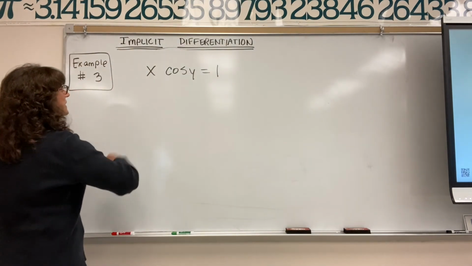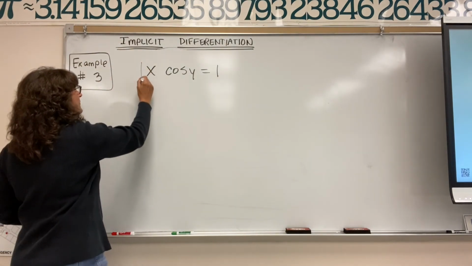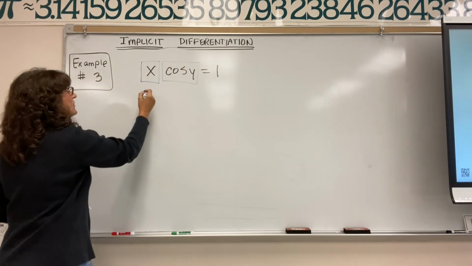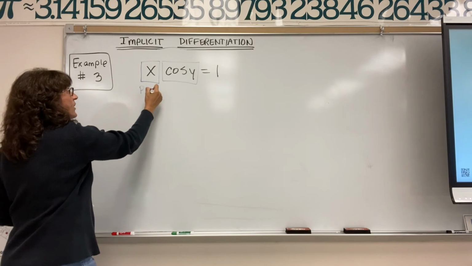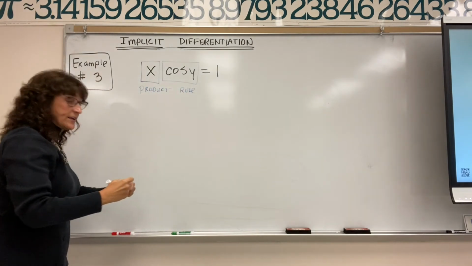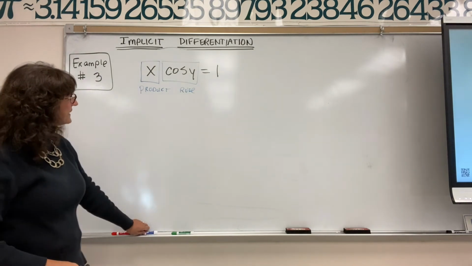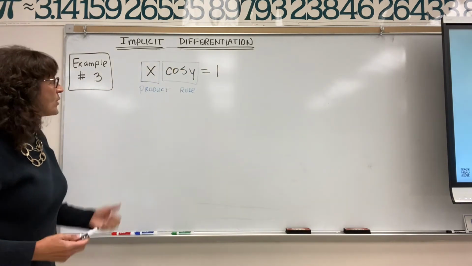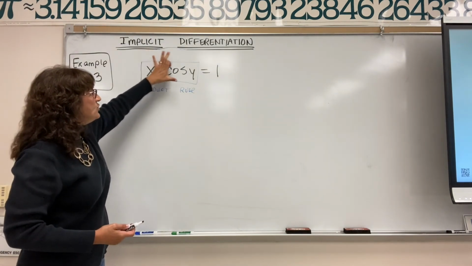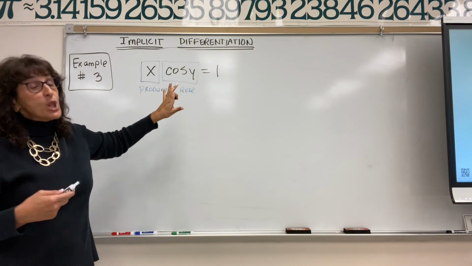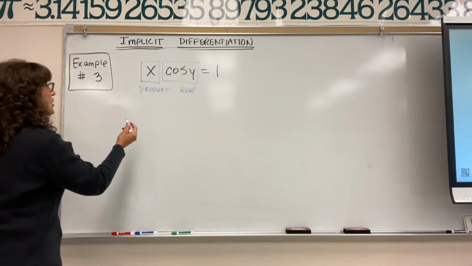So let's take a look here. All right, on that left side, we have x being multiplied by cosine y. So again, we have to utilize the product rule. We have to use the product rule on the left. We have an algebraic expression in terms of x times a trig expression in terms of y. So our product rule, remember, if you have u times v, the product rule would be u v prime plus v u prime. Okay, so the product rule.